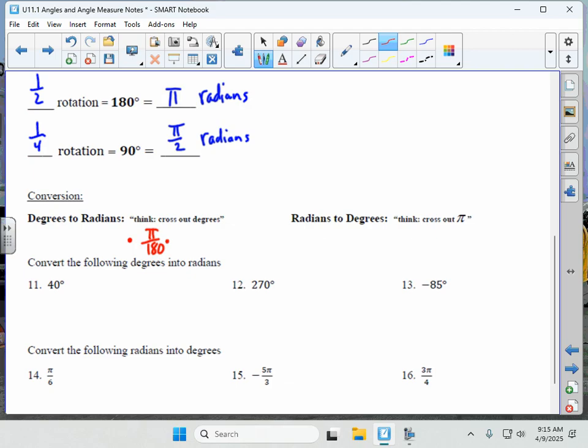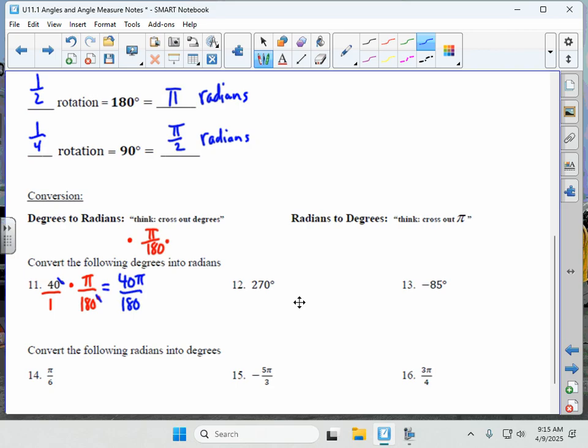What we want to think of is that we want to cross out those degrees. If we have 40 degrees and we want to convert it into radians, we multiply it by pi over 180 degrees. 40 degrees, again, is just 40 degrees over 1, so these degrees cross out. If we multiply fractions, we can multiply straight across. So that's 40 pi over 180.